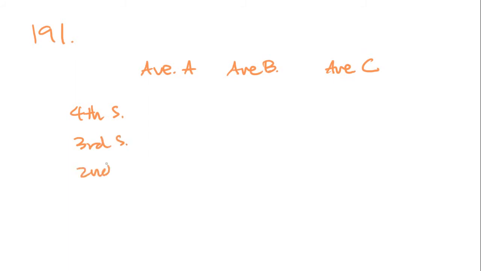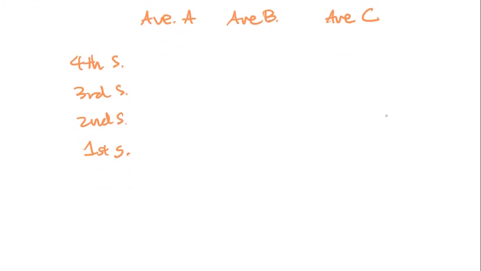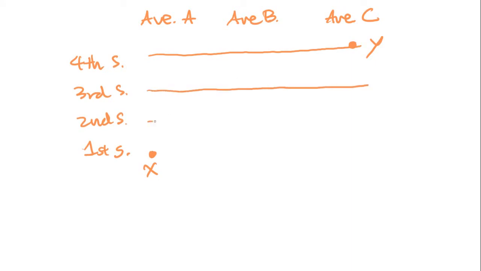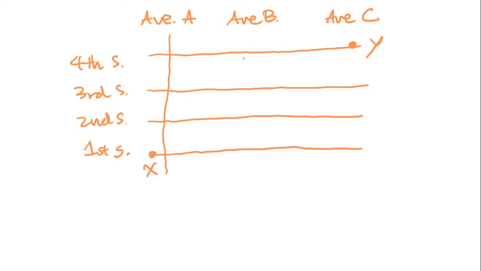Okay, so we have Avenue A, Avenue B, Avenue C, and then we have 4th Street, 3rd Street, 2nd Street, and 1st Street. And then we have a dot here, and a dot here. This is X, and this is Y, and a line that looks like this. And then Avenue A is here, Avenue B is like that, and Avenue C is here.